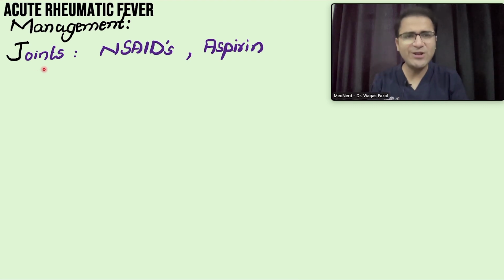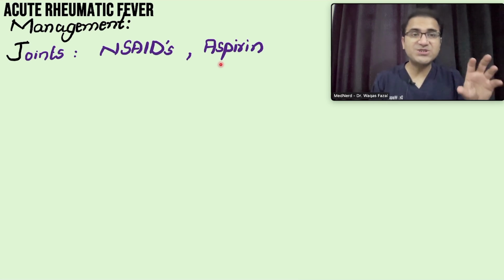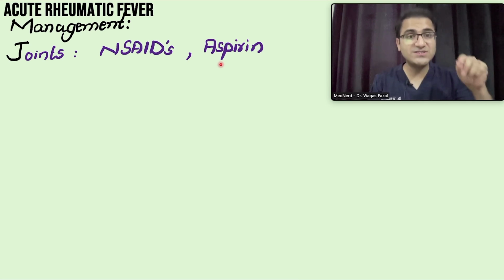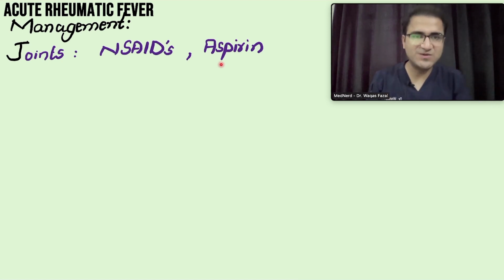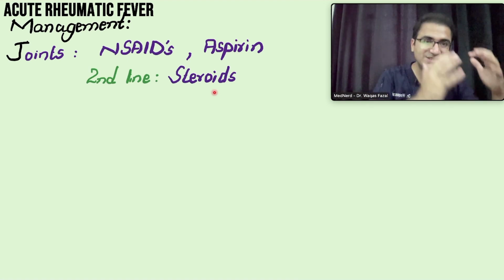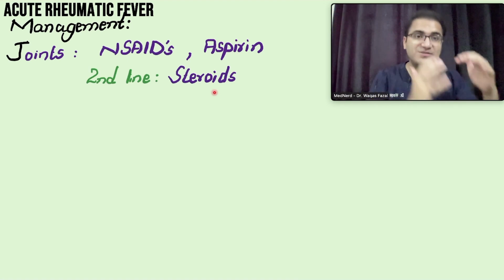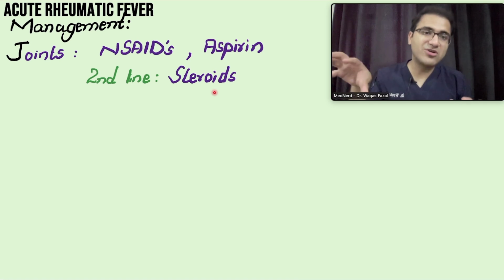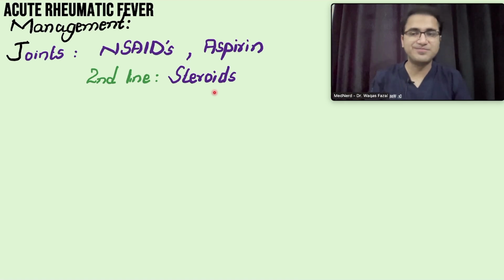If the patient is having joint pains, you can use NSAIDs, and in adults you can use aspirin. Even in children you can use aspirin, but make sure that the patient is not having any acute viral illness. If the patient is having acute viral illness, then aspirin poses a risk of Reye syndrome. But if the patient is not having any viral illness, then you can use aspirin in children as well. So NSAIDs are preferable. Second line drugs are steroids. Steroids are very important in acute rheumatic fever because they will control this immune response. Steroids will stop these antibodies from destroying the body organs, the nerves, the heart, the joints, the skin.